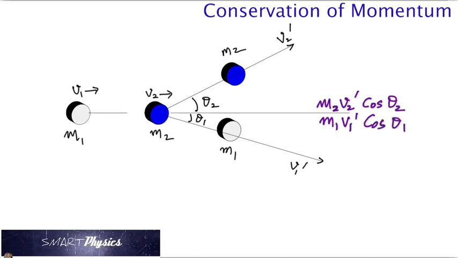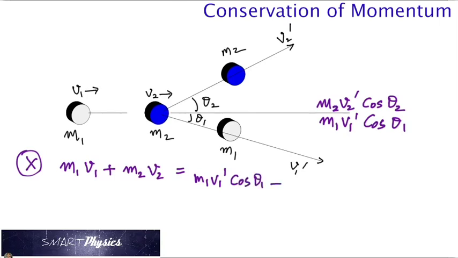So when you apply the principle of conservation along the x-axis, what are you going to say? Along the x-axis: M1 V1 plus M2 V2. Isn't that the initial momentum? It should be equal to the other two. That's a lot of writing. M1 V1 prime cosine theta 1 plus M2 V2 prime cosine theta 2. That's along the x-axis. What about the y-axis?